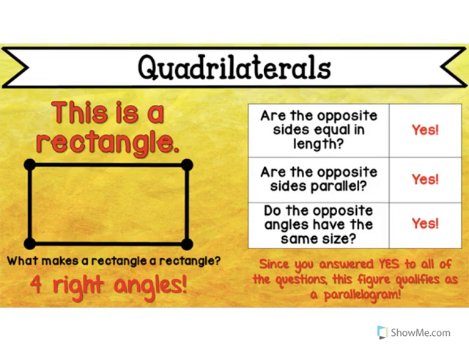Okay, the next one we're going to learn. This is a rectangle. It has 4 right angles. But it's different than a rhombus and a square because, are all the sides the same length?